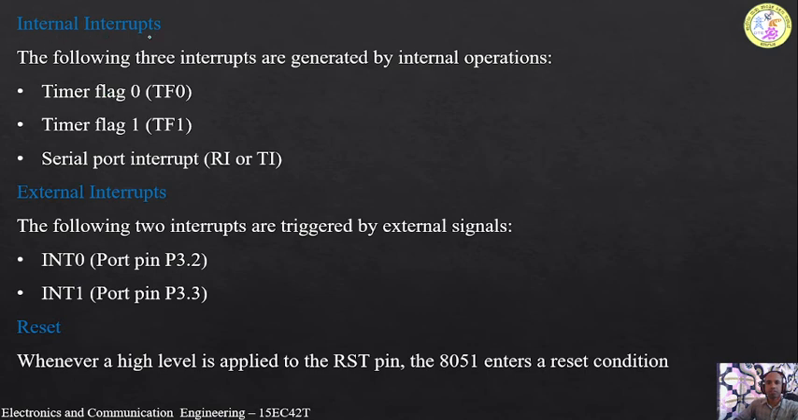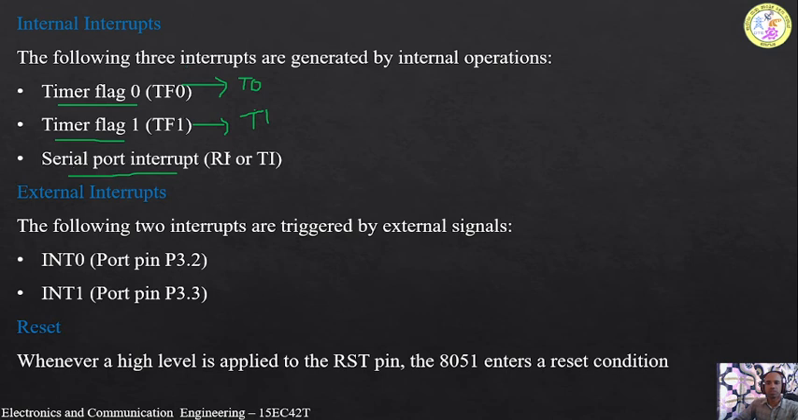So what are the three internal interrupts we are having? Internal interrupts are of three types: timer flag 0 interrupt, timer flag 1 interrupt, and serial port interrupt. TF0 is for the timer 0 register, and TF1 is for the timer 1 register. T stands for timer, F stands for flag, 1 is timer 1 and 0 is timer 0. This is how we can decide.